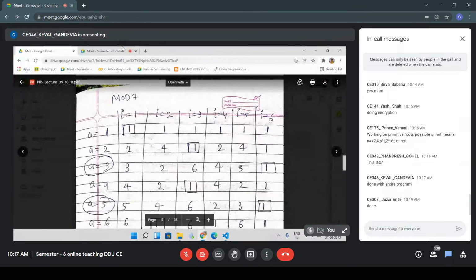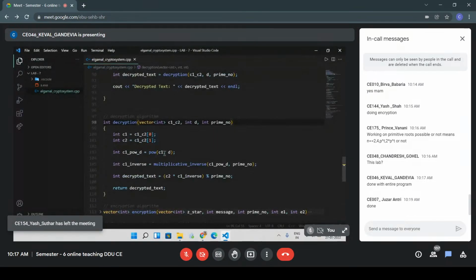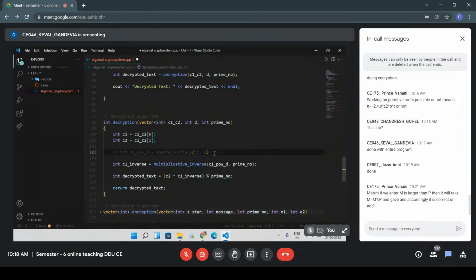See here you use C1 power D. In that case also you can use the square and multiply method. Okay, Keval? Yes, ma'am. Try to also do that with the square and multiply method. Don't use a direct function. In each and every case, you have to use square and multiply, and also you have to perform the mod.